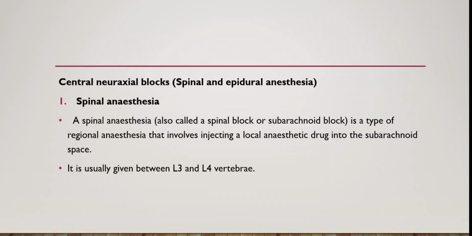First, spinal anesthesia. Spinal anesthesia, also called spinal block or subarachnoid block, is a type of regional anesthesia that involves injecting a local anesthetic drug into the subarachnoid space. It is usually given between the L3 and L4 vertebrae.